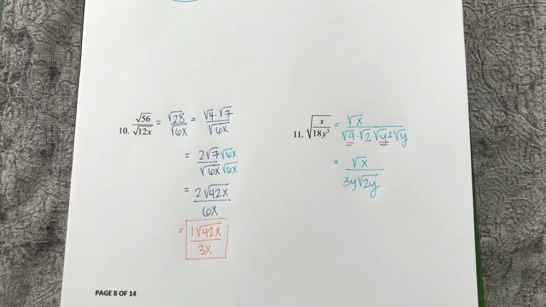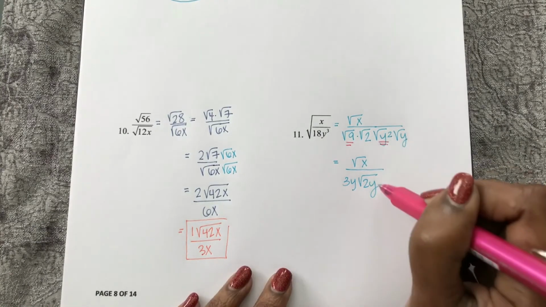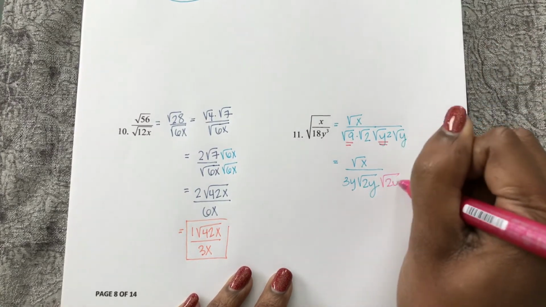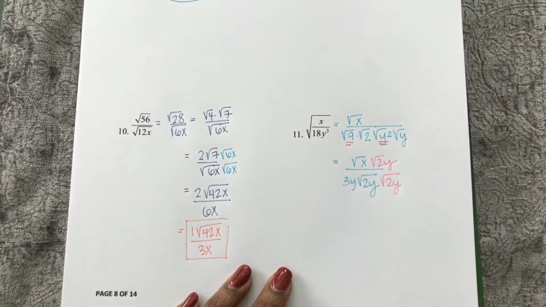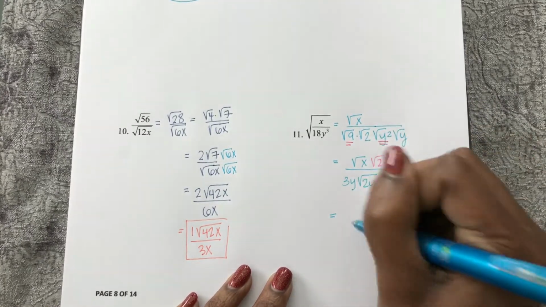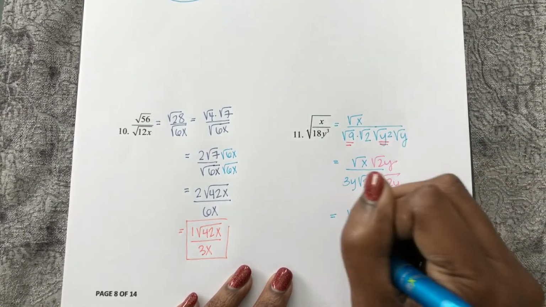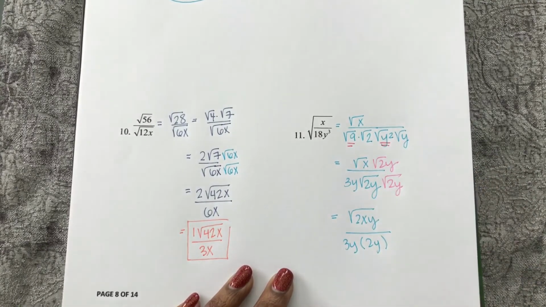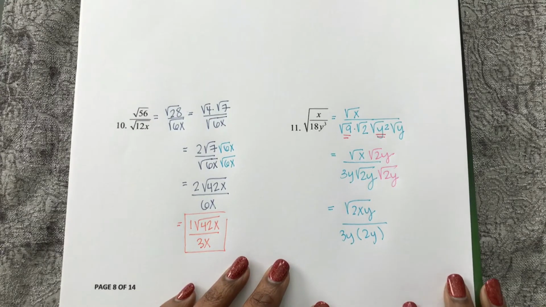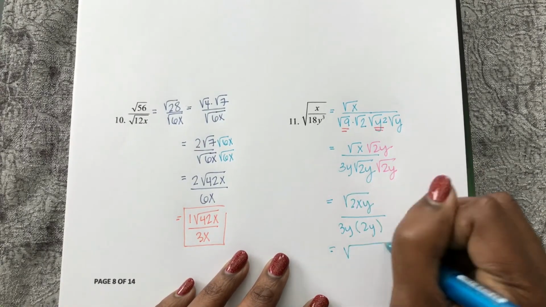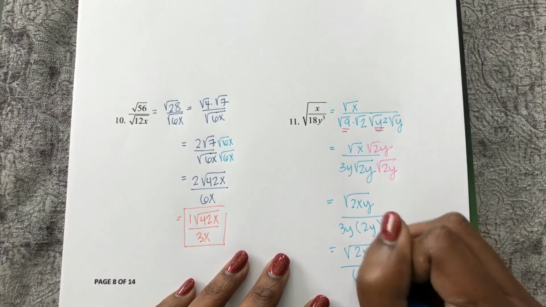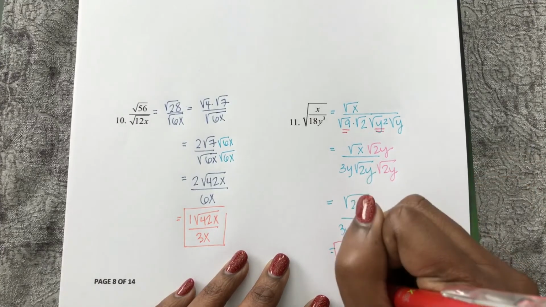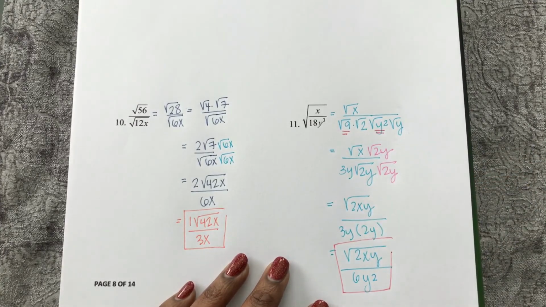So now, in order to rationalize this denominator, I must multiply this here by square root of 2y on top and bottom. So now I have square root of 2xy in my numerator and 3y multiplied by 2y in my denominator. So that makes my final answer square root of 2xy over 6y squared. That is simplified because there are no radicals in my denominator.